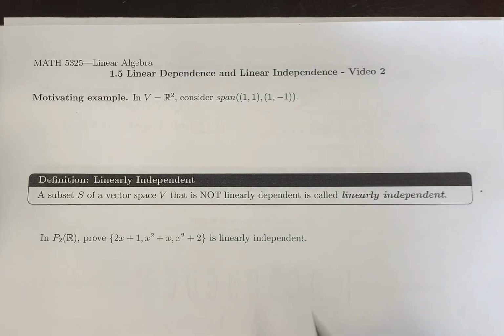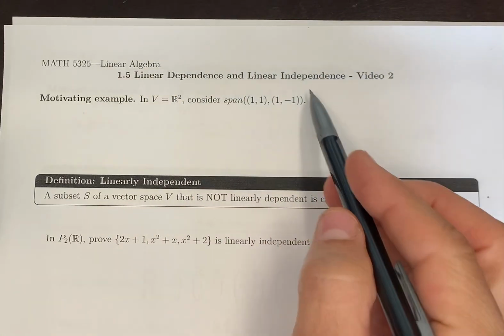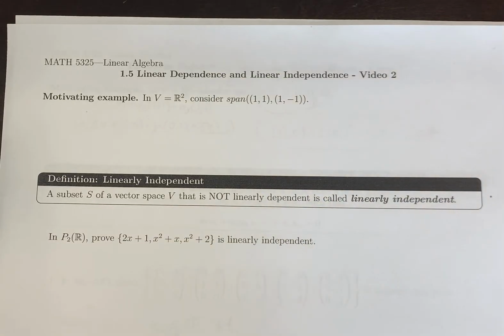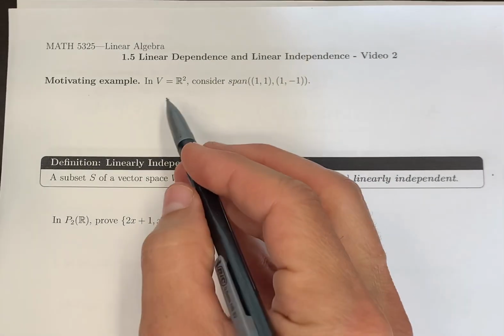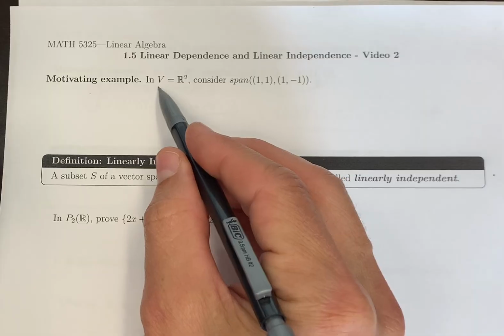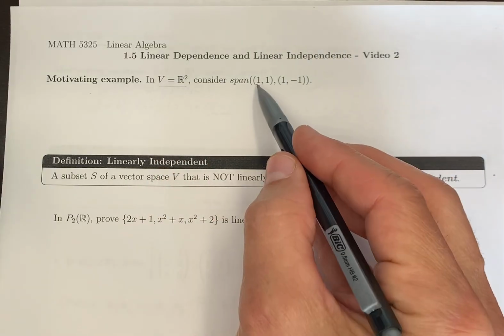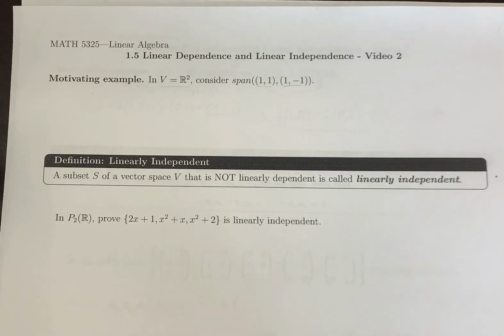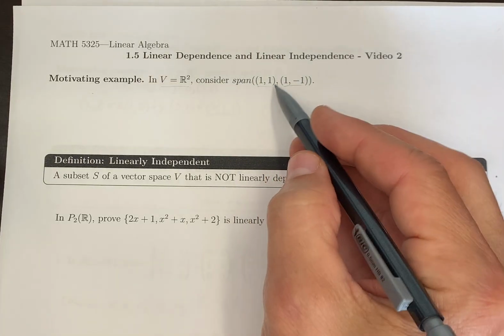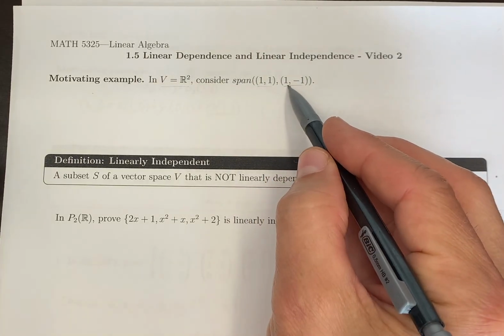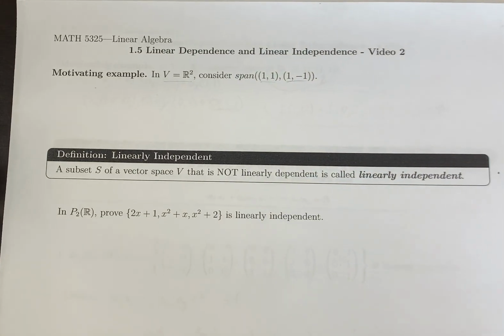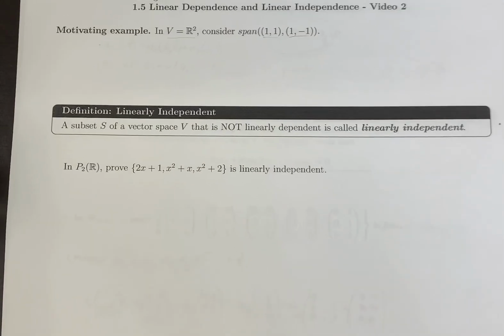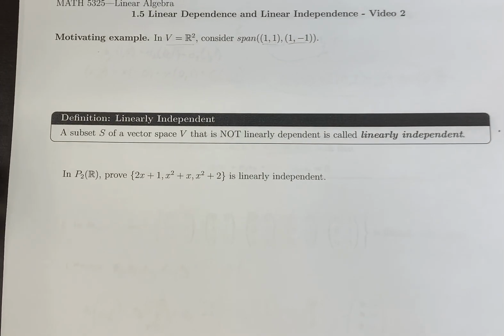Okay, as long as we've talked about linear dependence, let's talk about linear independence. This is the same motivating example. In R2, what if you just had these two vectors? What if you had the span of (1, 1) and (1, -1)? Is it still the case that they're linearly dependent?